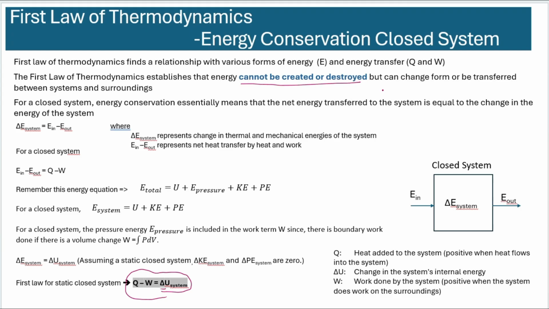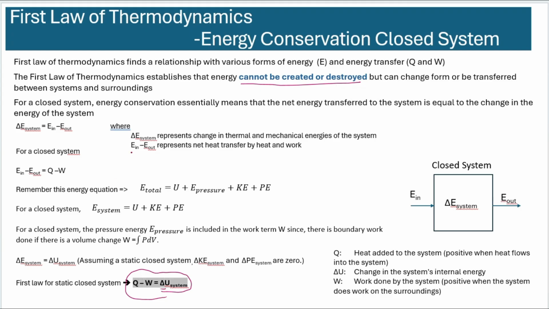It can change form or be transferred between systems and surroundings. For example, mechanical energy can be converted to thermal, and thermal can be converted to mechanical. Energy can be transferred as work or heat from one system to surroundings. But overall, if you consider system and surroundings, the energy is conserved. Again, we are not considering nuclear energy at all.